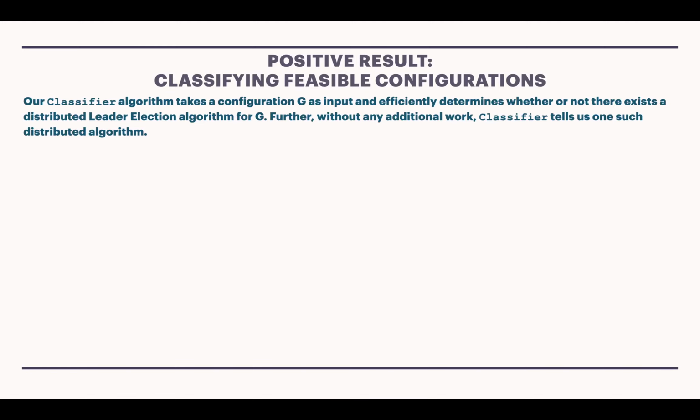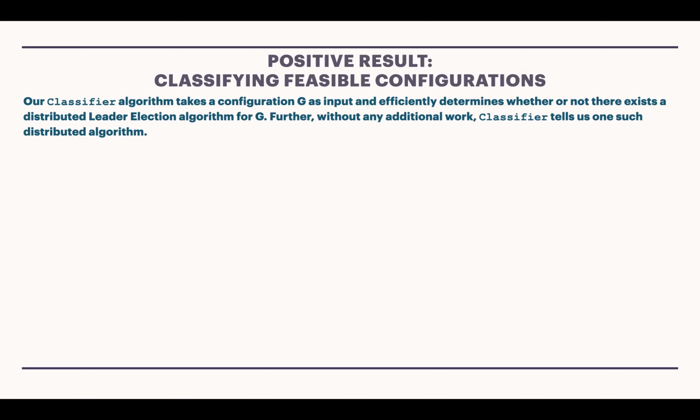Finally, I'd like to talk a bit about our positive result, which is about classifying feasible configurations. Just as a reminder, we have a centralized algorithm that we call classifier, and it takes a configuration G as input, and it efficiently determines whether or not G is feasible, so whether or not there exists a distributed leader election algorithm for the given configuration. The way classifier works is that if it's a yes instance, so there is a leader election algorithm, then really without any additional work, we can figure out what the distributed algorithm is that will solve leader election for G using the execution of classifier. That might make more sense as I talk about it a bit more.